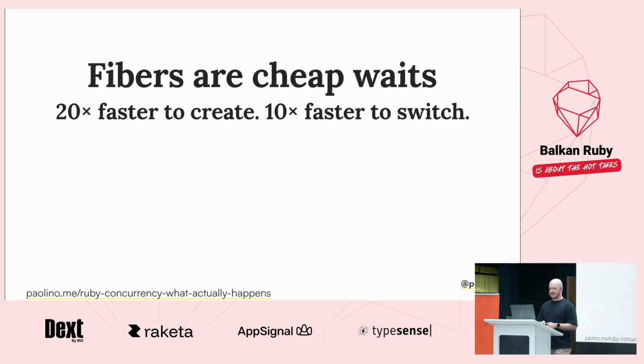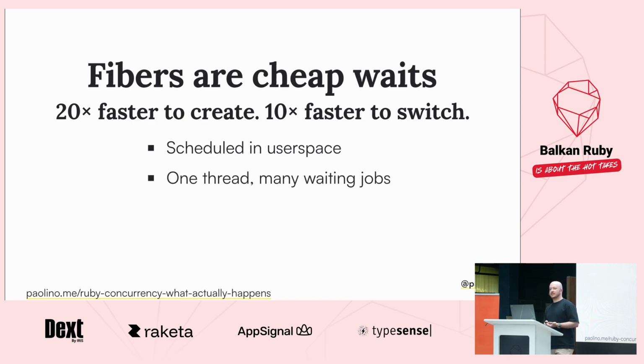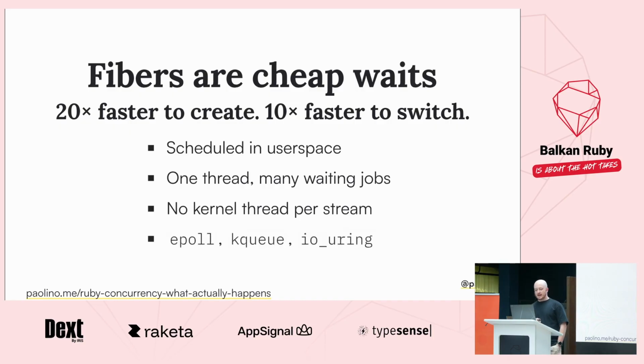Fibers, as we've seen many times in this conference, are cheap weights. They are 20 times faster to create and 10 times faster to switch. This is, of course, just that specific chunk of time compared to threads, because threads are not scheduled in user space. Threads are actually kernel threads as well. And with fibers, you can have one thread, but many, many waiting jobs. And as I said, no kernel thread per stream. And you can also make use of I/O multiplexing system calls like epoll, kqueue, and io_uring.